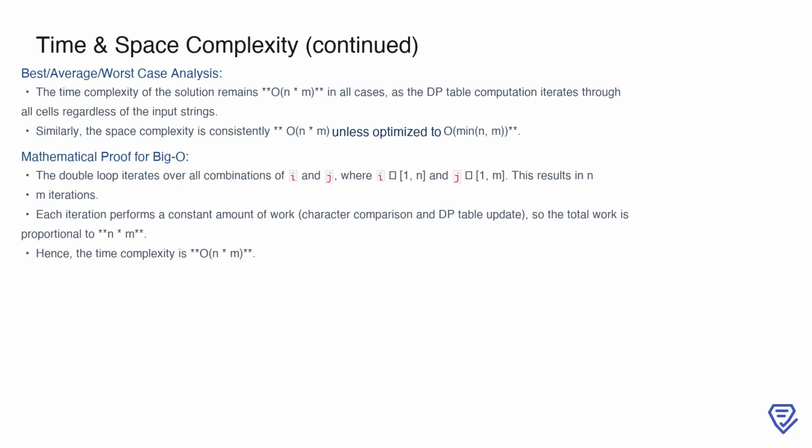To confirm the time complexity mathematically, we observe that the nested loops iterate over all combinations of i and j, where i ranges from 1 to n and j ranges from 1 to m. This results in n*m iterations in total. Since each iteration performs a constant amount of work, such as comparing characters and updating the DP table, the total computational effort is proportional to n*m. Thus, the time complexity is conclusively O(n*m).